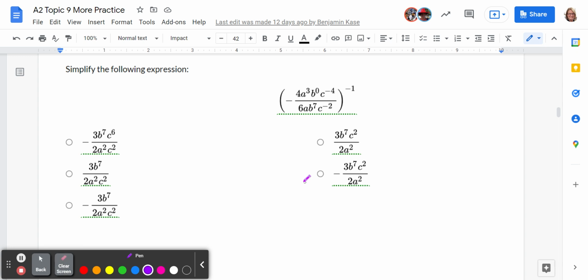So what's going to happen here? I'm going to take that -1. Now this negative out front, that one's going to stay no matter what. So I know my answer is going to be negative. So I can cross this one off and I can cross this one off.